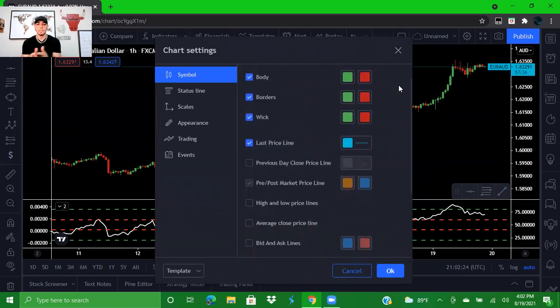Okay, so it's going to be your bodies, your borders, and your wicks, right? It is your entire candlestick. So make sure they all match up. You can color coordinate them how you want. I've seen people do blue and purple. I've seen green and red, like how mine is. I've seen people even do orange and yellow, right?